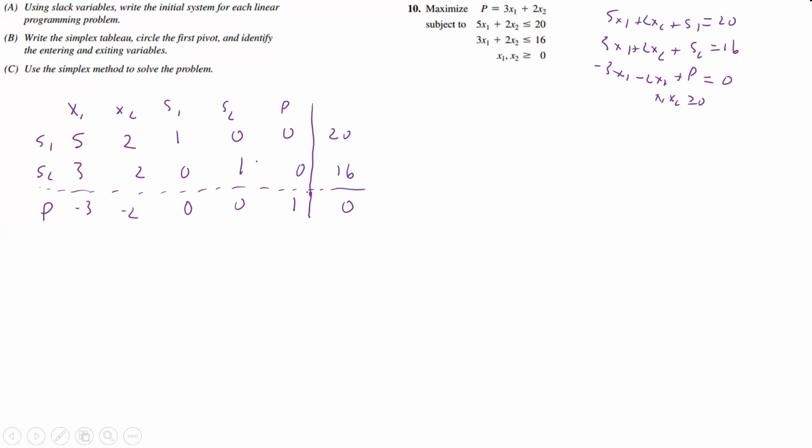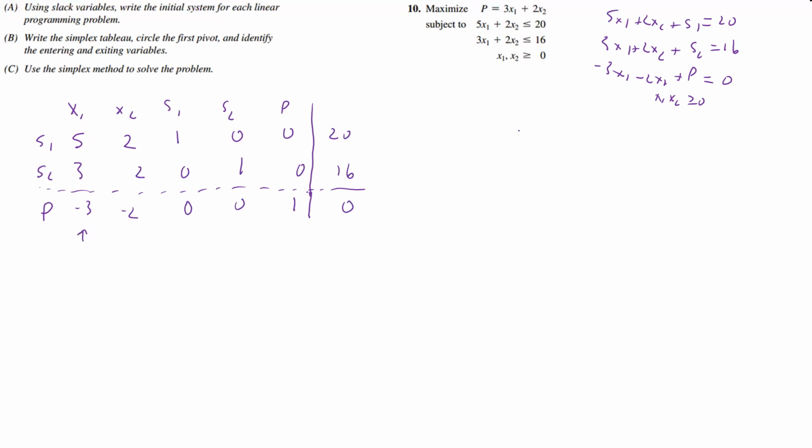And now what we have to do is solve it. We're going to do what it says here, circle the first pivot, identify the entering and exiting variables and all that, but we're just going to go through it as we would in an actual problem. So first things first, we find the largest negative. So it's that. This is the column we're going to be dealing with.